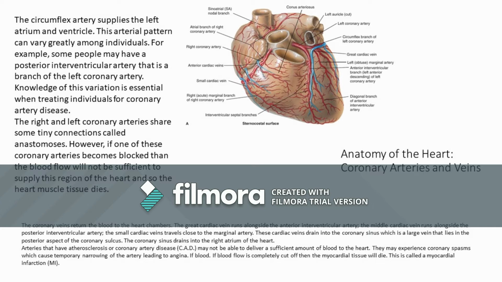The coronary veins return the blood to the heart chambers. The great cardiac vein runs alongside the anterior interventricular artery. The middle cardiac vein runs alongside the posterior interventricular artery. The small cardiac veins travel close to the marginal artery. These cardiac veins drain into the coronary sinus, which is a large vein that lies in the posterior aspect of the coronary sulcus. The coronary sinus drains into the right atrium of the heart.